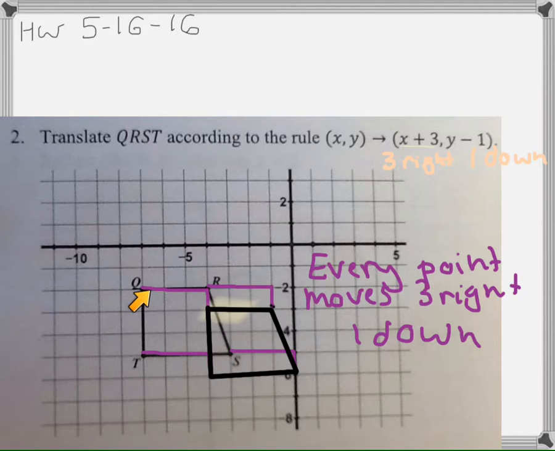So here you can see I moved each point 3 to the right and 1 down to give us the after image of Q prime, R prime, S prime, T prime.